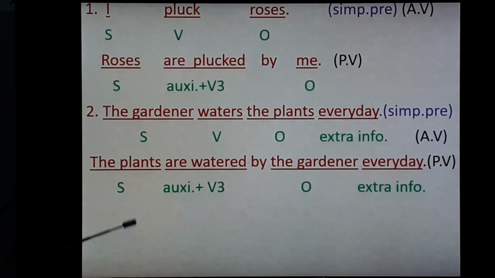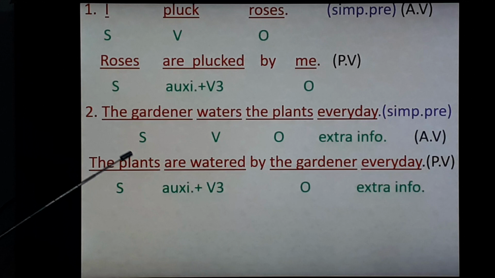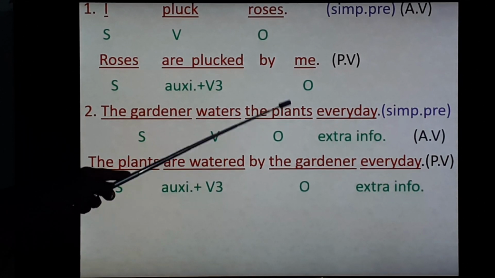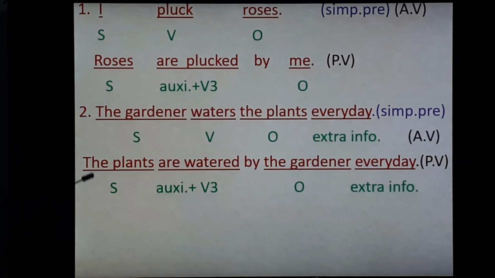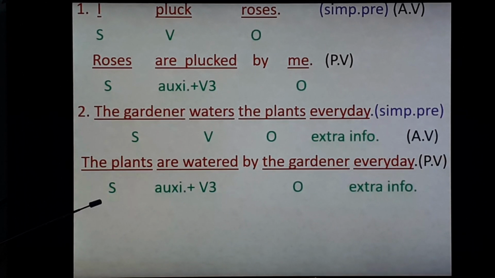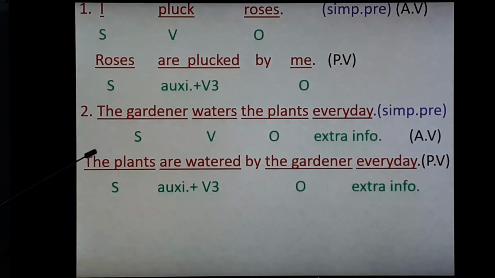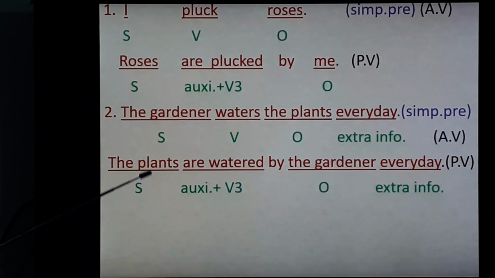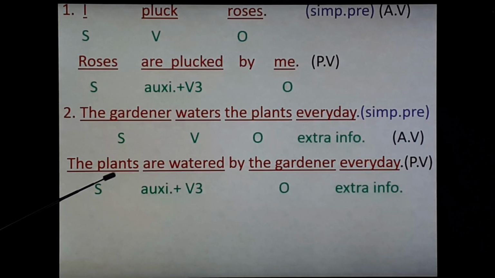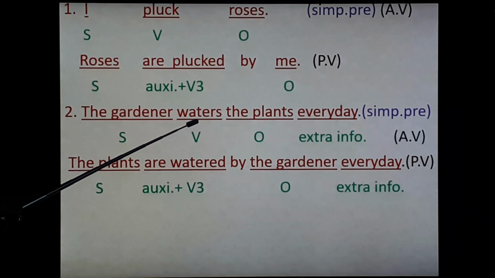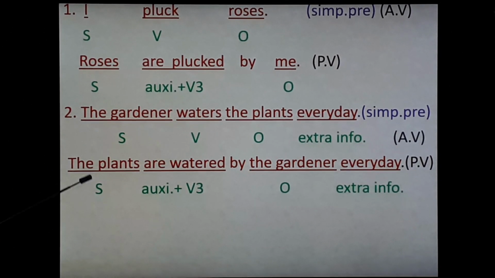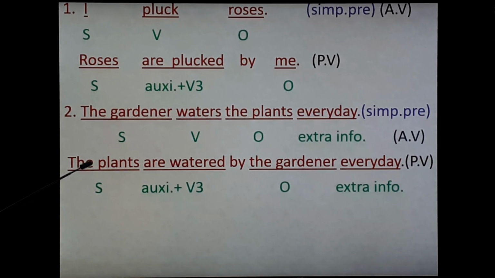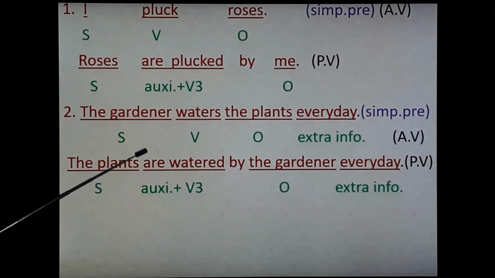Okay. Now, what is the object in active voice? Here, the plant. So, that will come in the beginning in passive voice. And this becomes the subject in passive voice. So, the plants, after that, plants are given. So, here, waters. Simple present tense. So, is, am or are according to the subject of passive voice. So, plants, plural form. That's why we have put here are.